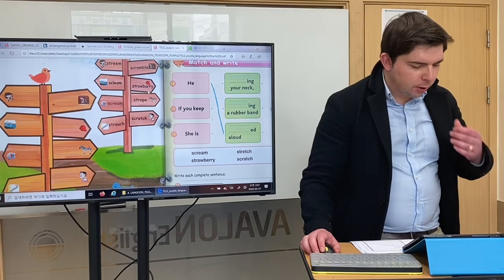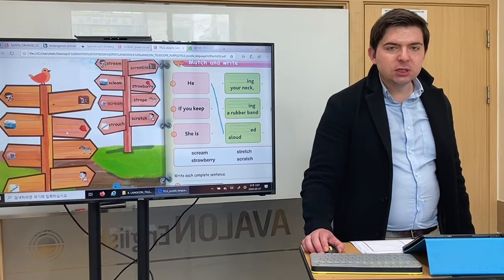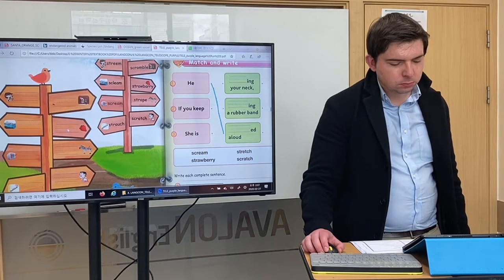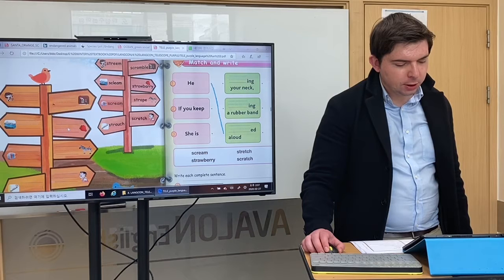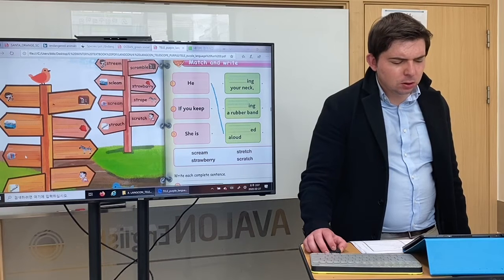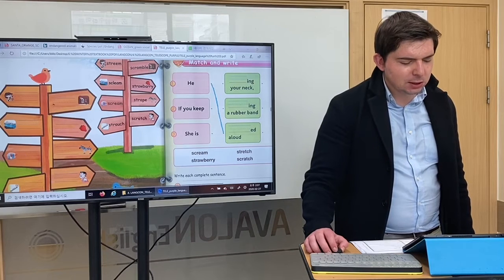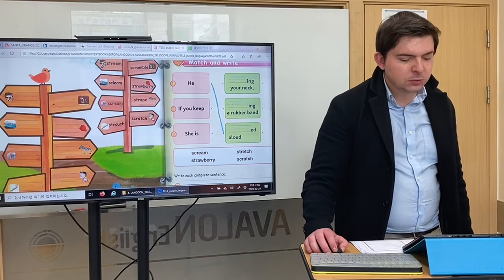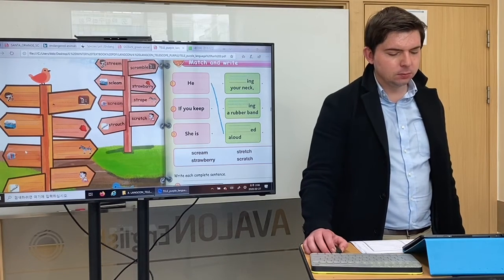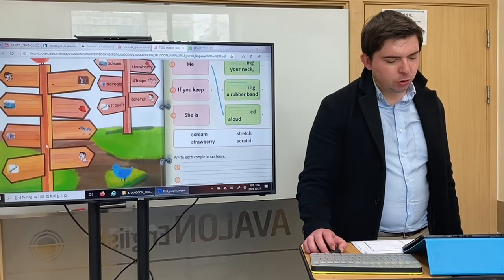The next word? Strawberry. So it's not strawberry. How do we spell strawberry? Strawberry. Very good. Awesome. And the next word, this is not scream. We had scream here. What is this word? Screen. Yes. And how do we spell screen? Screen. Very, very good. So 3 more left.